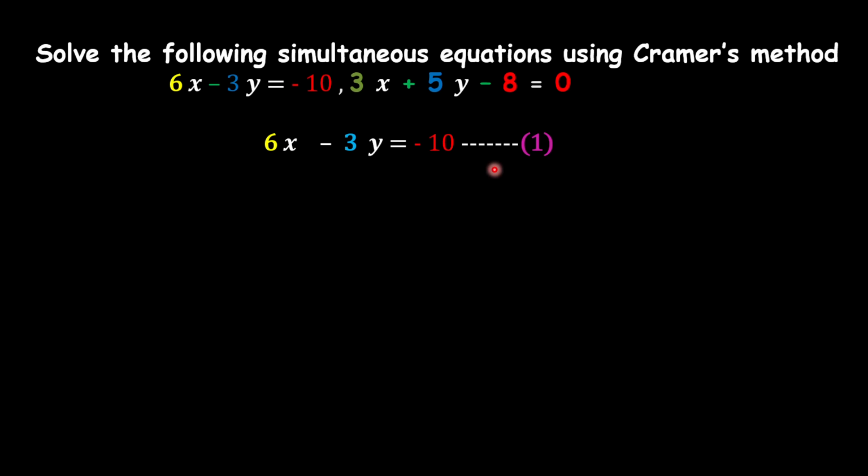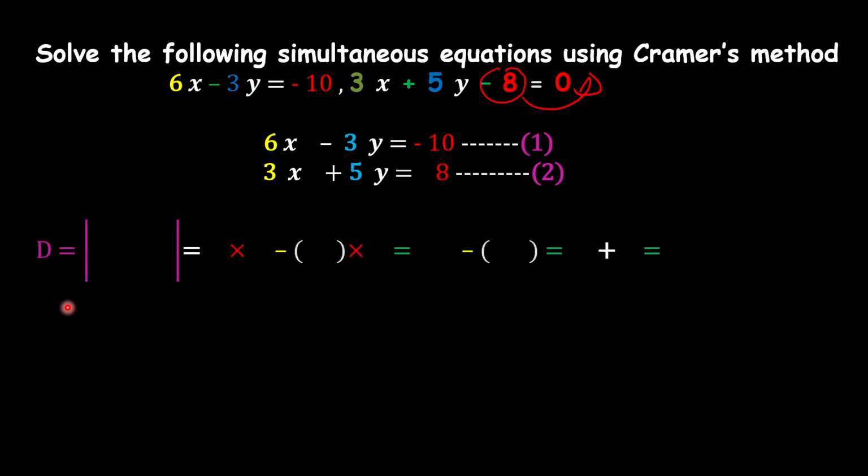To write the second equation in general form, first we have to transfer this constant negative 8 to the RHS. Negative 8 becomes plus 8. Therefore, we will get 3x plus 5y is equal to 8. This is equation number 2. Remember, we write the terms of x below each other, the terms of y below each other, and the constants below each other.